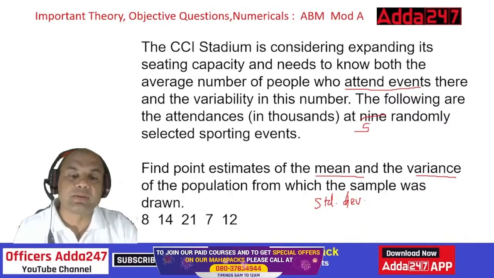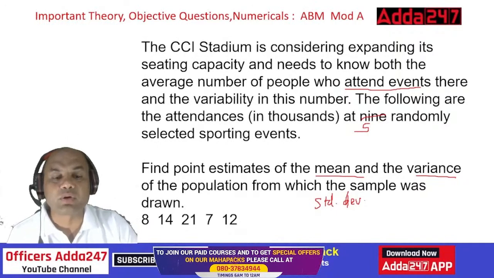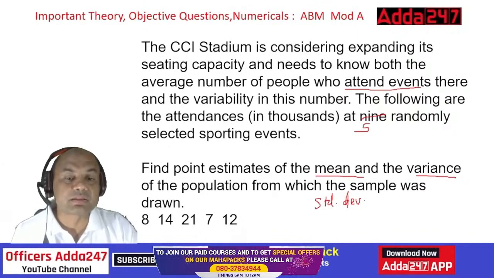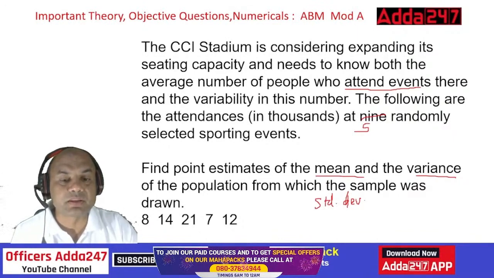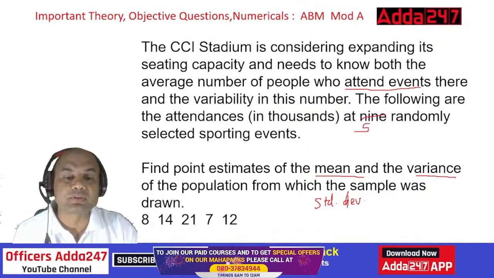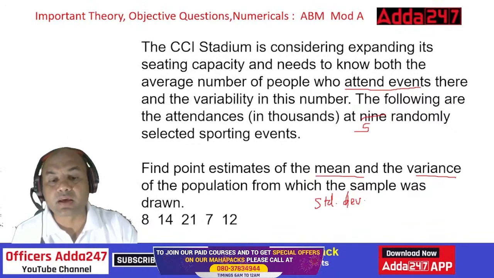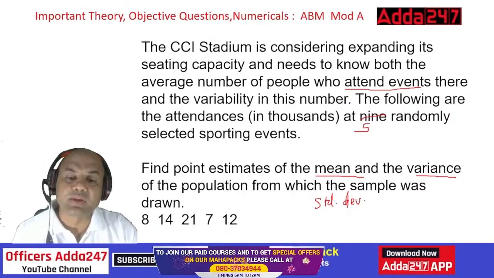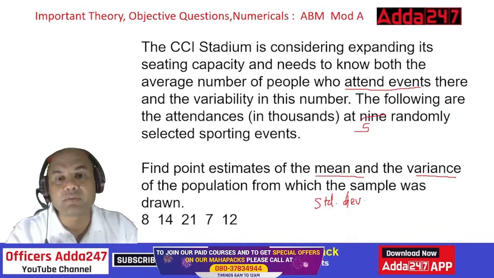So look at the variability. What do you mean by this? At one event there were 8,000 people. In the second event there were 14,000 people. In the third event there were 21,000 people. Fourth event 7,000 people, and fifth event 12,000 people. So there is a huge variance or variability. People are shifting: 8, 14, 21, and immediately 7, so it has come down. This is known as the variability, and we have to find out the mean and variance of this.